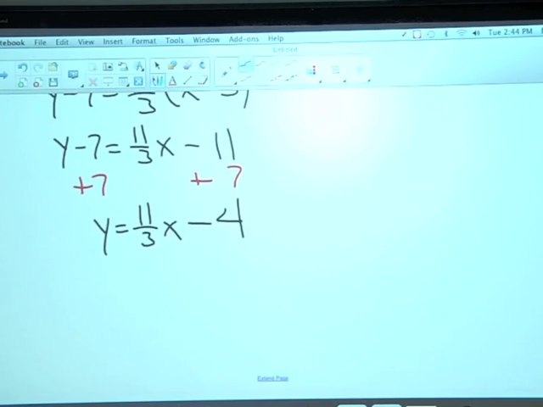So find the slope. Plug into the point slope. Take that. Rearrange it into slope intercept. Any questions on all that part?